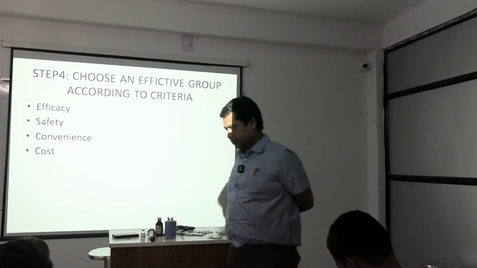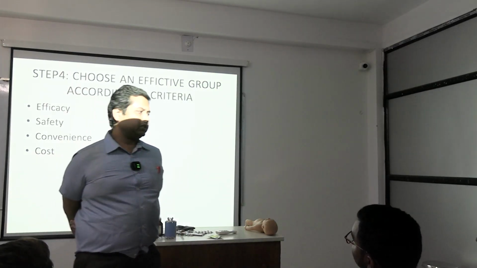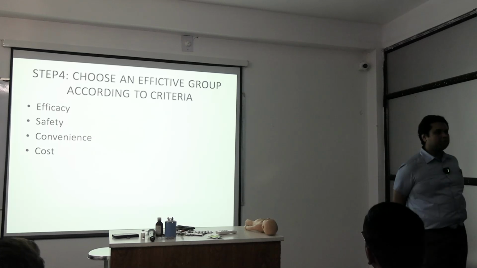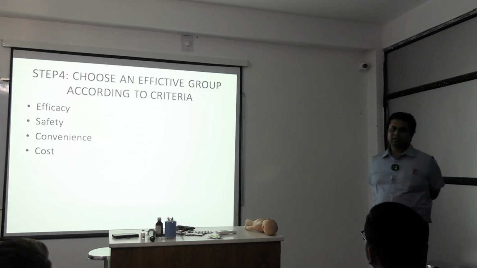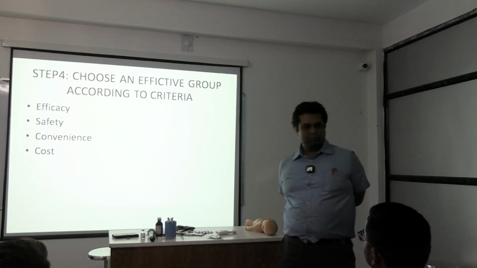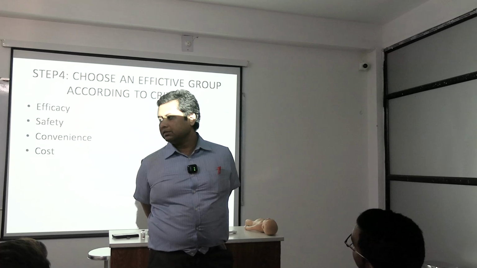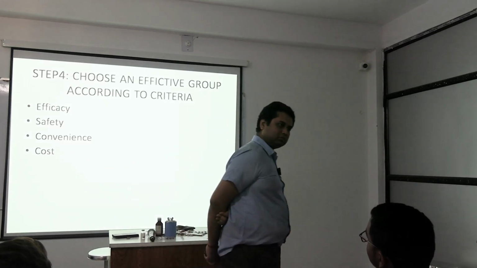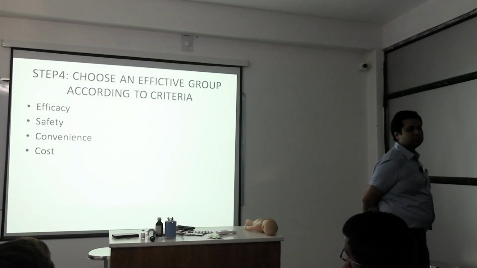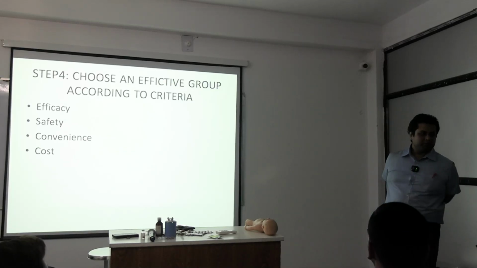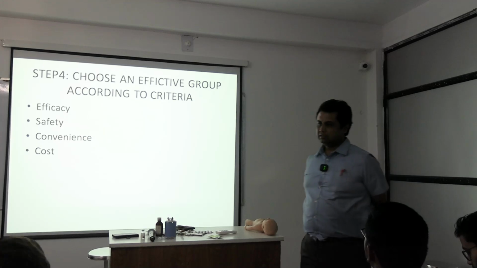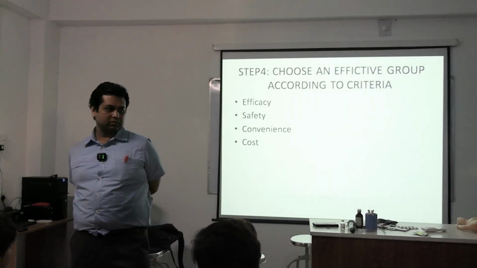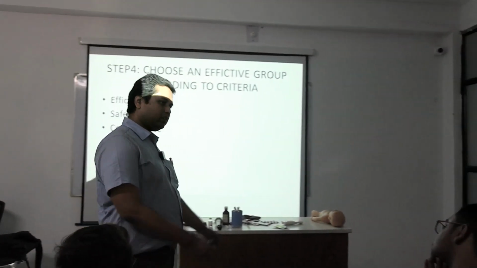Convenience of the patient. Suppose the patient is a child, so he or she may not be able to swallow a tablet. In that case, the convenience is to use a syrup. There is an oral drug and there is an injectable drug. Which is more convenient? Oral drug. Suppose the patient is too busy, with too much workload. There are some drugs that are given once daily, some drugs that are given thrice daily. Which is convenient? Once daily. So you must choose accordingly.